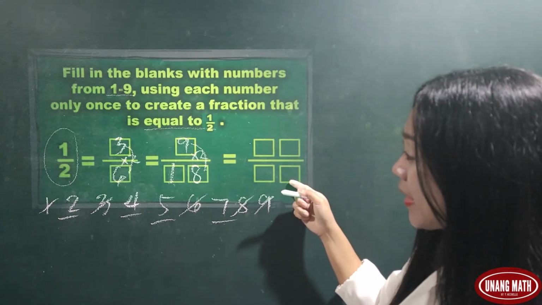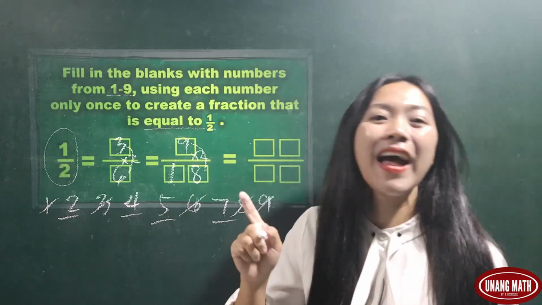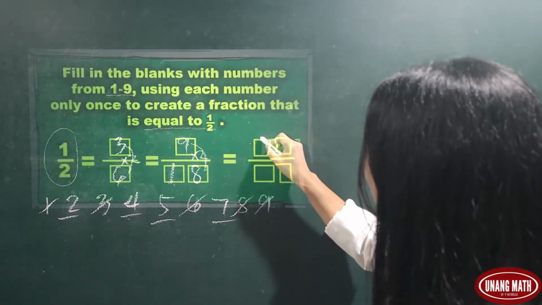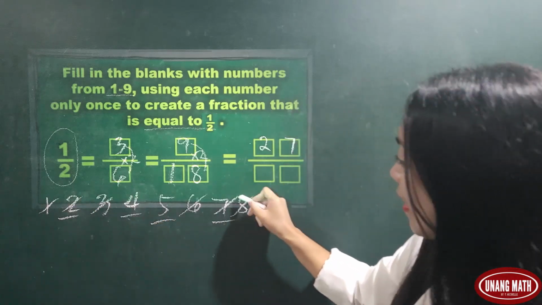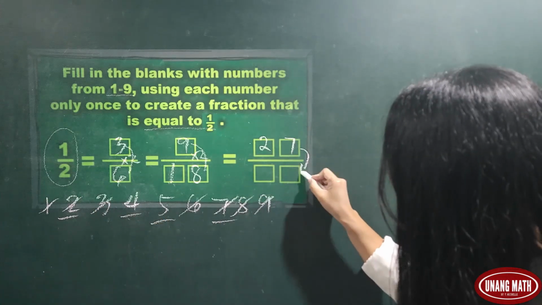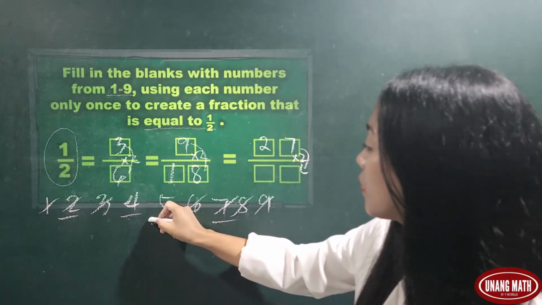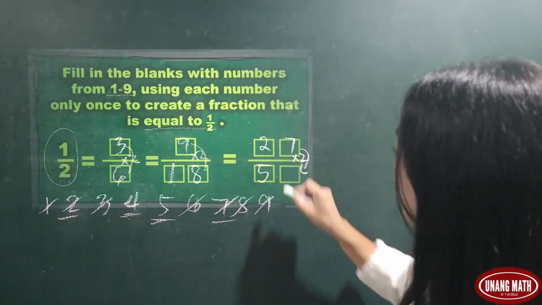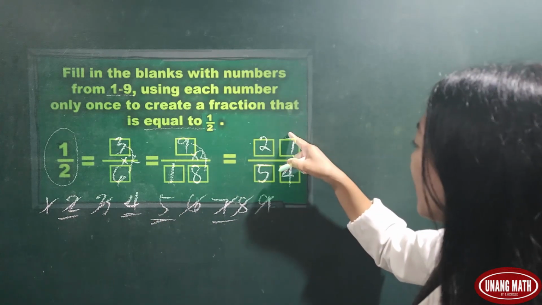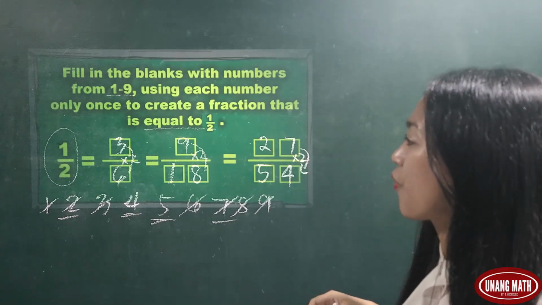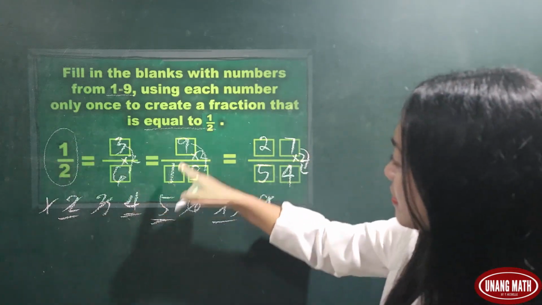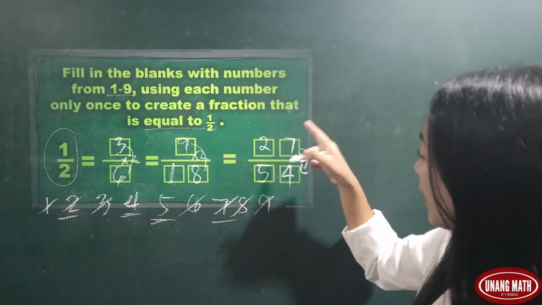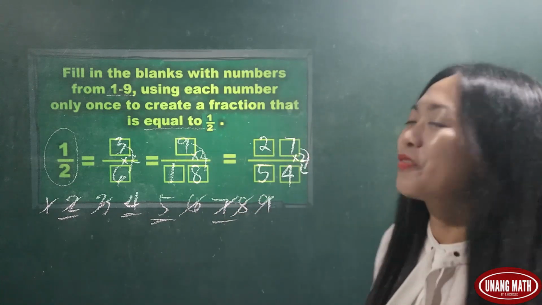Okay, i-multiply natin ang numerator at denominator sa 27. So, this is, okay, 27. So, 2 at 7. And then, times 2, ang sagot ay 54. So, this is 5/4. So, we have 27 over 54. So, ang mga equivalent fractions ng 1/2 ay 3/6, 9/18, at 27/54.